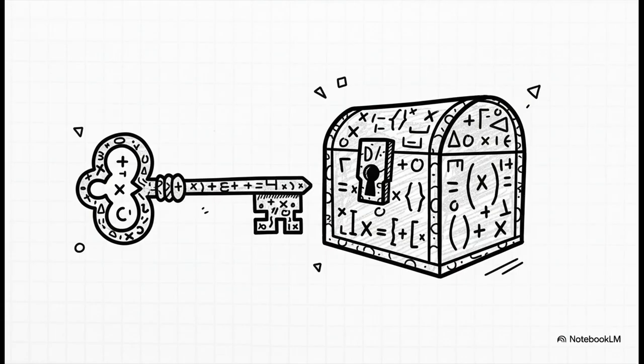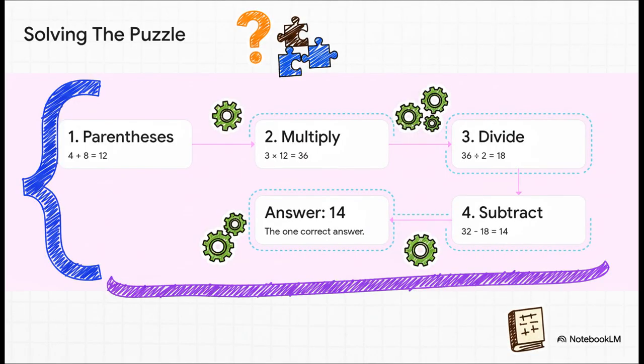Okay, you remember that big challenge from the very beginning? Well, now that we have the master rule, we are ready. We are equipped. Let's go defeat that problem step by step. All right, let's put our rules into action. Step 1, parentheses. 4 plus 8 is 12, so the equation now reads 32 minus 3 times 12 divided by 2.